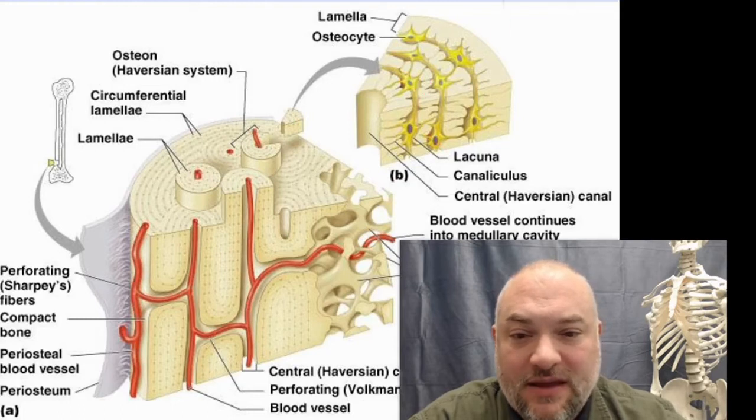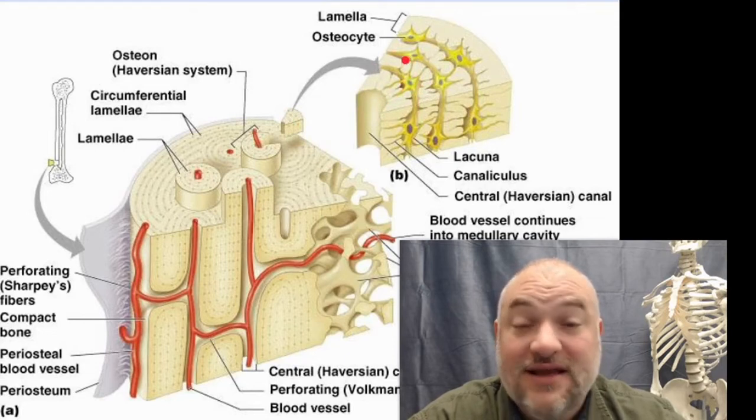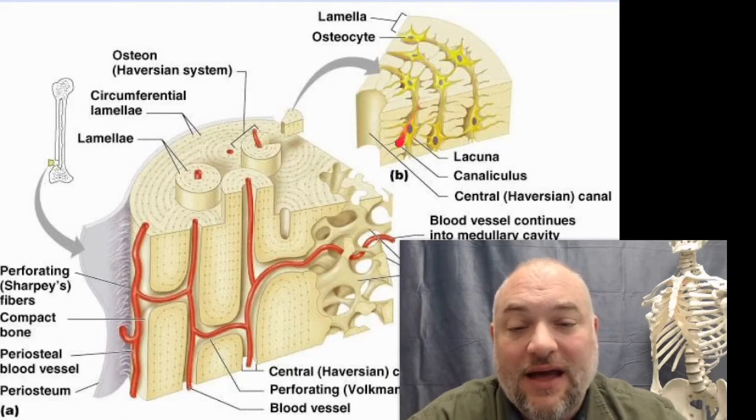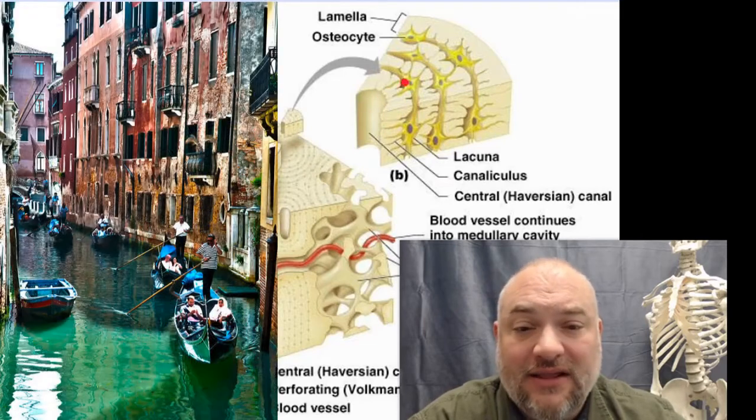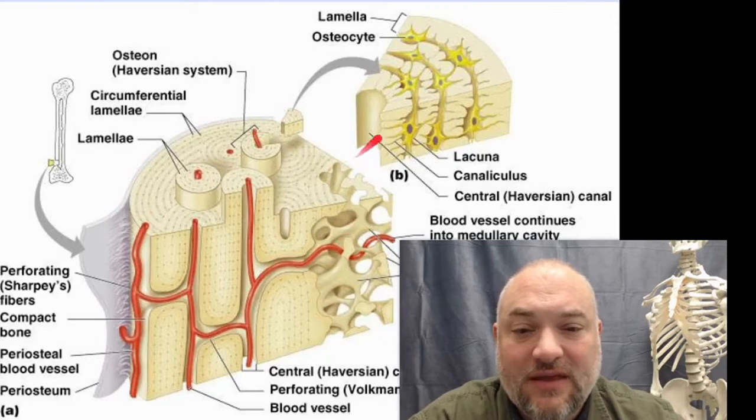And then between the different layers, so that nutrients can get from the blood vessel to all these cells, we have these little cracks. That's not a bad thing. They're there on purpose. They're called canaliculi, or canaliculus, like canal. They're little canals that allow nutrients and fluids to move back and forth between all these cells. So we have the extracellular matrix of the bone and then the cells of the bone itself right there.